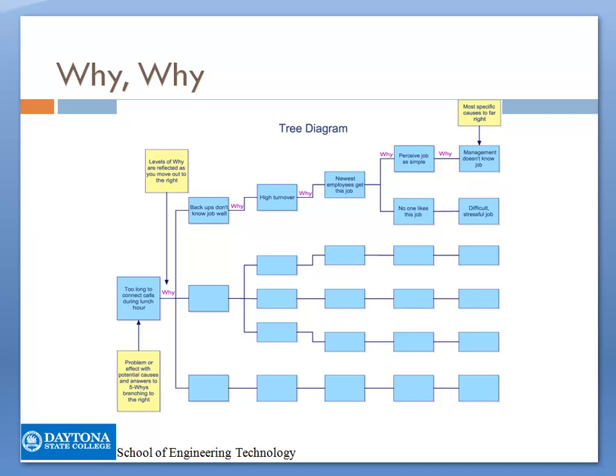For example, too long to connect calls during lunch hour. Well, why do we have that? Because backups don't know the job well. Why don't they know the job well? Because we have high turnover. Why do we have turnover? Because the newest employees are the ones that get this type of job. Why do they get this type of job? Because they perceive this job as simple, or because no one likes this job, so they give it to the new ones. You can see that it can break into two different branches at that point.